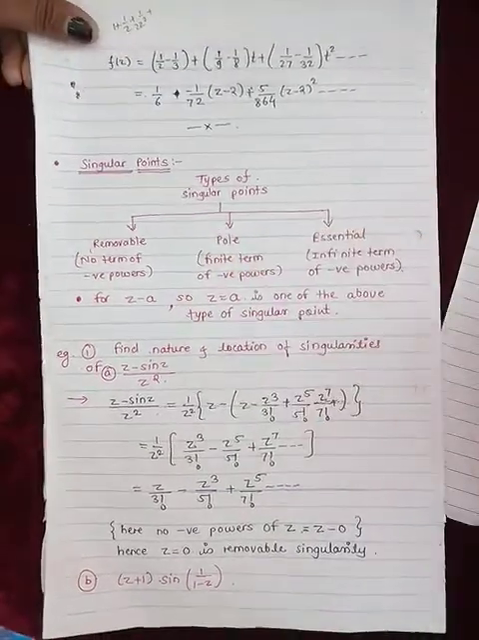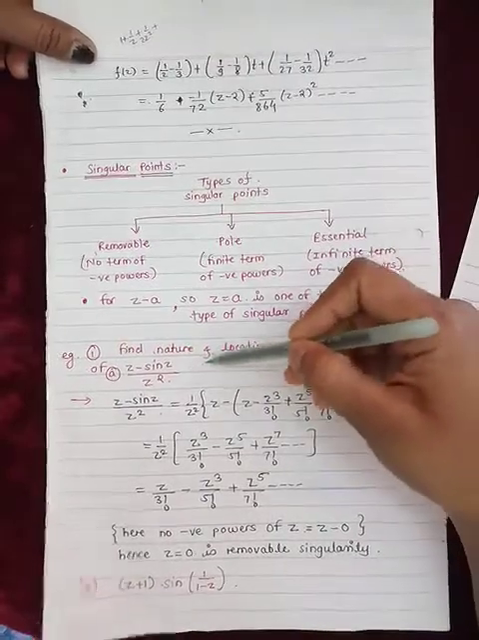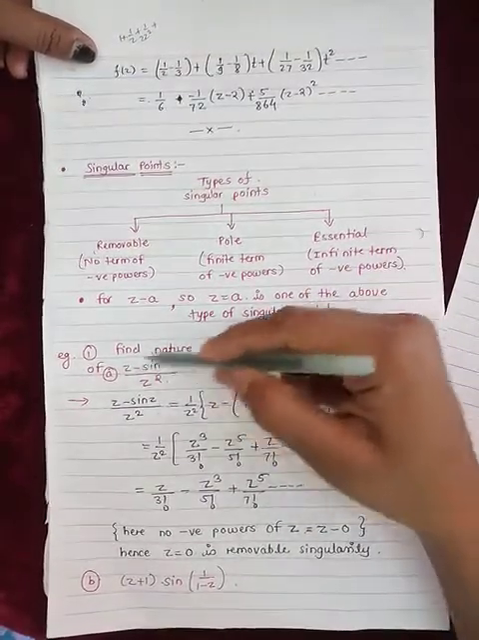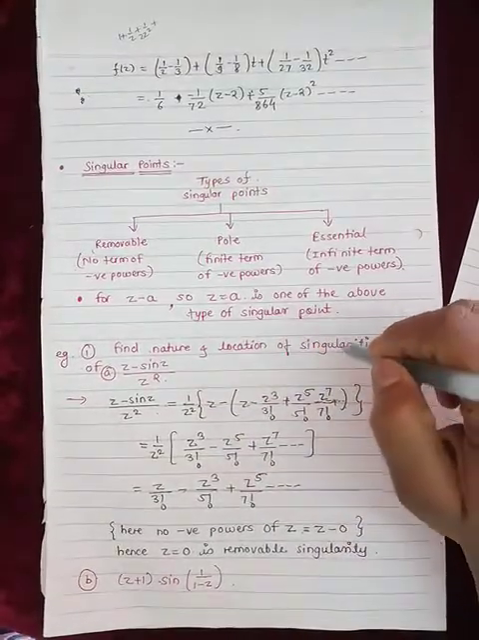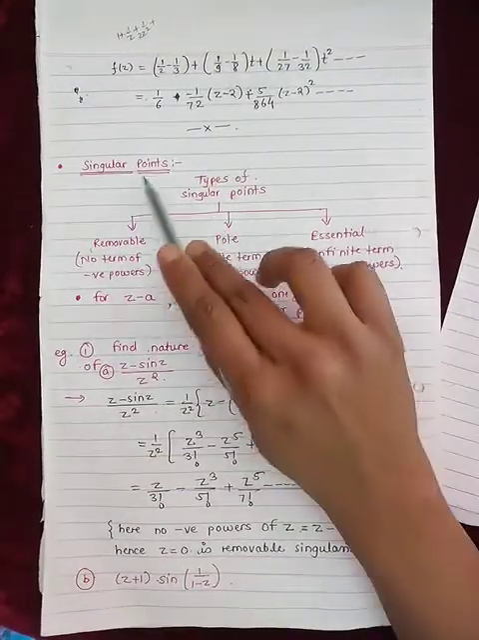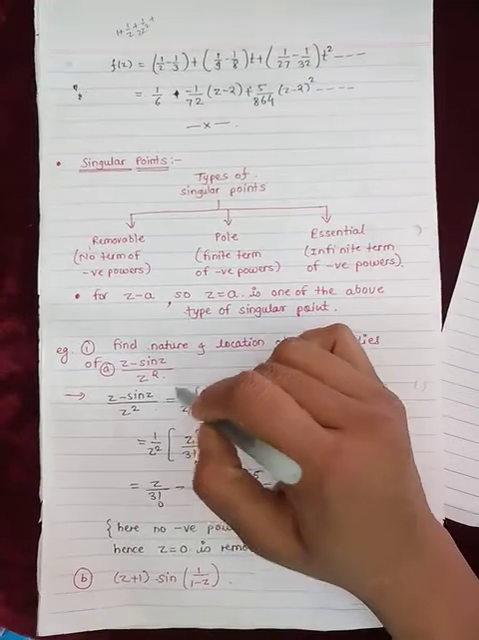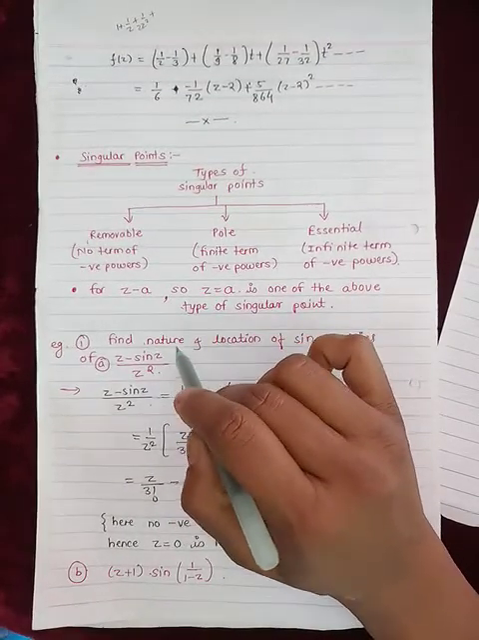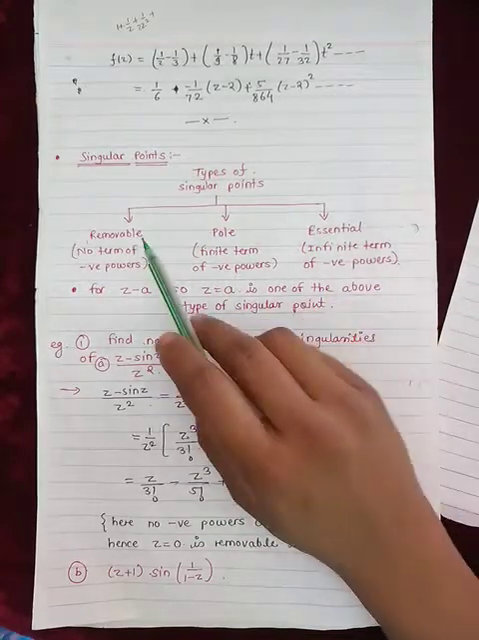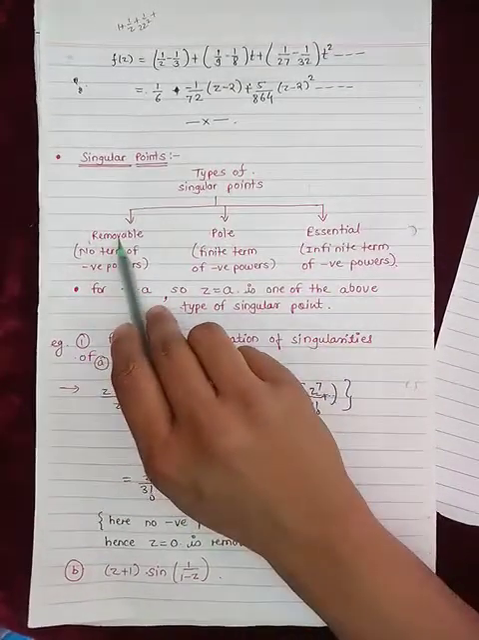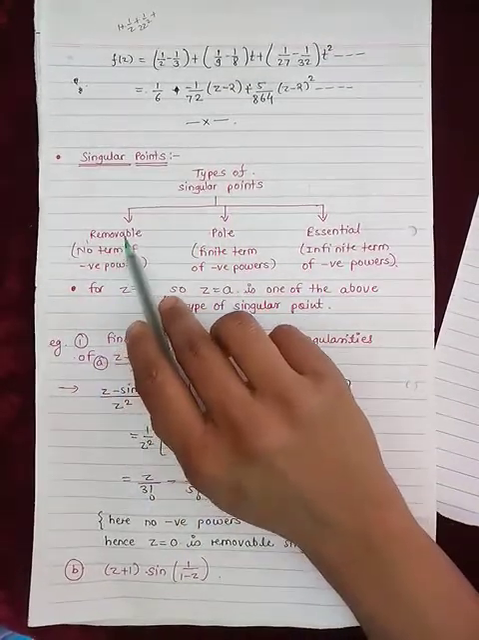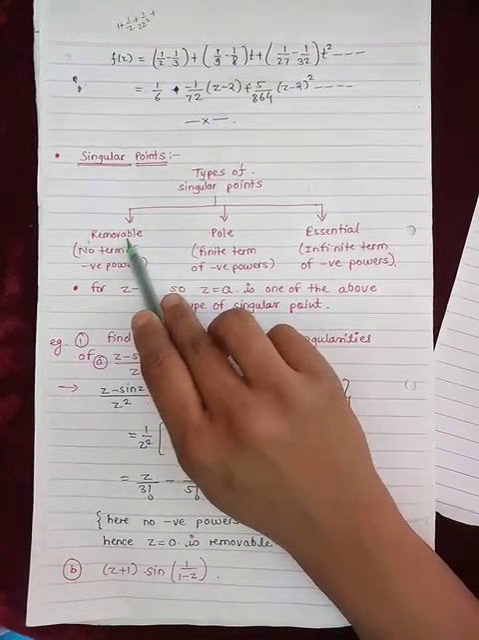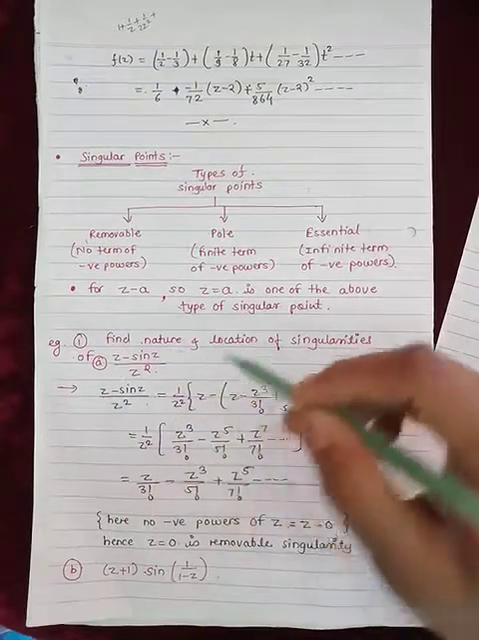So the question is like this: find the nature and location of the singularity of the given function f(z), or find the singular points of the given function f(z). Such questions you will be asked in the exam. So the types are: first is removable. How to recognize the removable singularity for the given function f(z)?